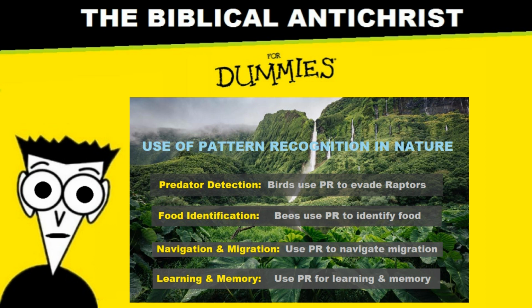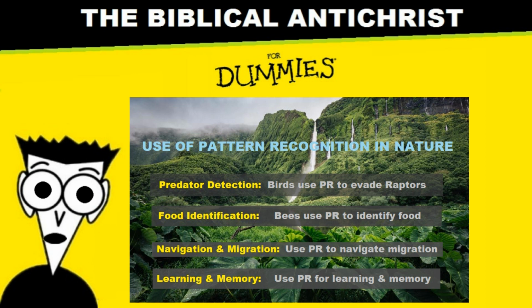These examples showcase how pattern recognition is deeply ingrained in the survival strategies of various species. It allows organisms to make informed decisions, respond quickly to changing situations, and adapt to their environment for increased chances of survival and reproductive success. If you are a species that cannot successfully conduct pattern recognition, then you as a species are doomed to extinction.